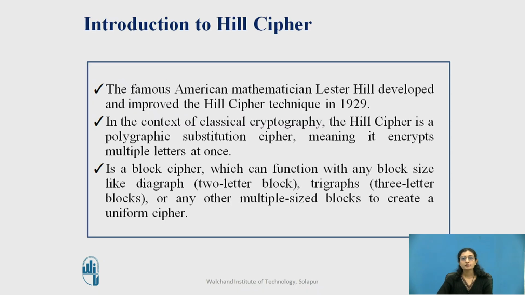The famous American mathematician Lester Hill developed and improved the Hill Cipher technique in 1929. In the context of classical cryptography, the Hill cipher is a polygraphic substitution cipher, meaning it encrypts multiple letters at once. Hill cipher is a block cipher which can function with any block size, like digraphs meaning 2-letter blocks, trigraphs meaning 3-letter blocks, and any other multiple-sized blocks to create a uniform cipher.